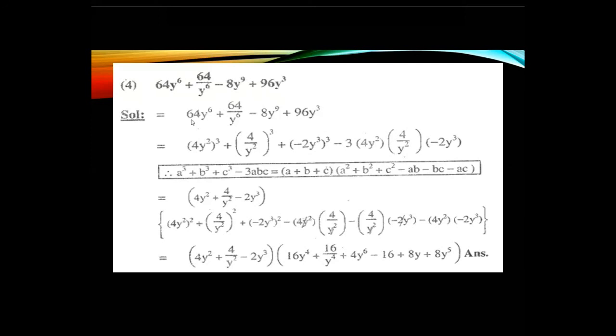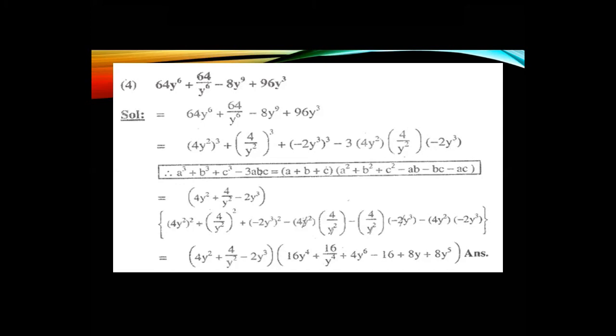So the cube root of 64 is 4. So it becomes 4y square plus, it is 64 upon y^6, it becomes 4 upon y square, and the cube is outside the bracket. Then this is minus 8, and what is the cube root of minus 8? It is minus 2y cube, and then minus 3abc. Instead of a, use 4y square. Instead of b, write 4 upon y square, and instead of c, put minus 2y cube.